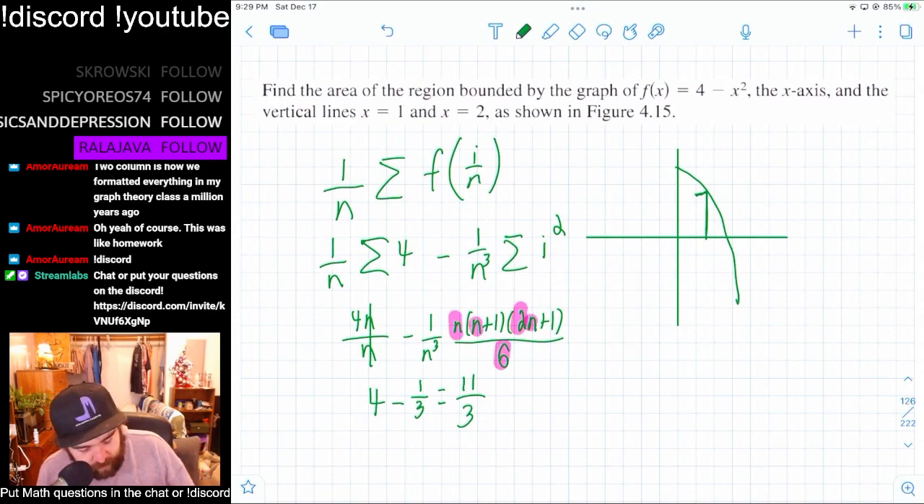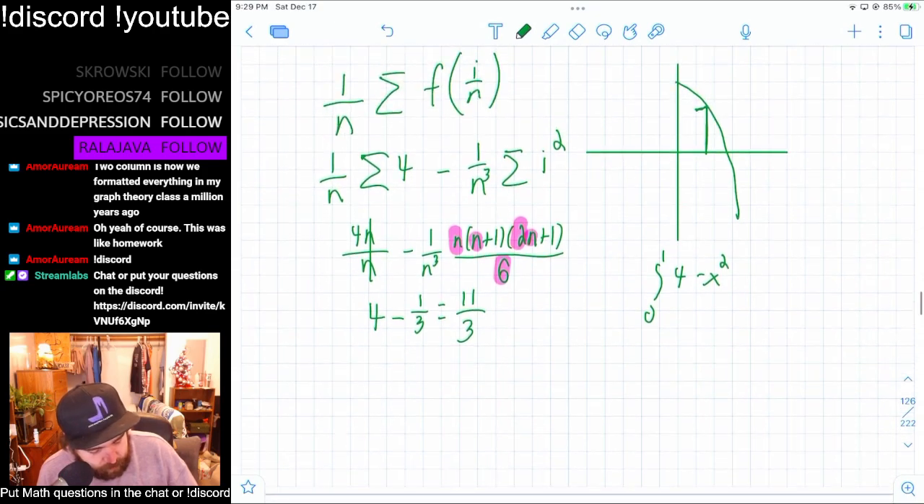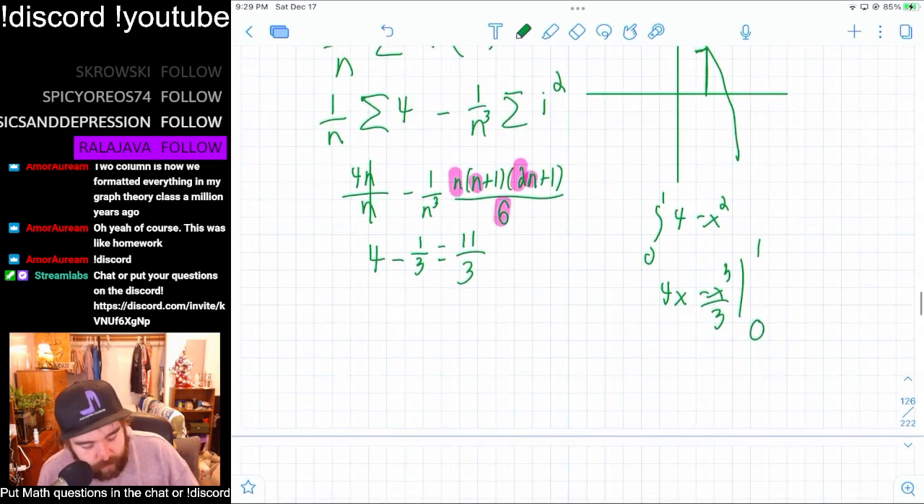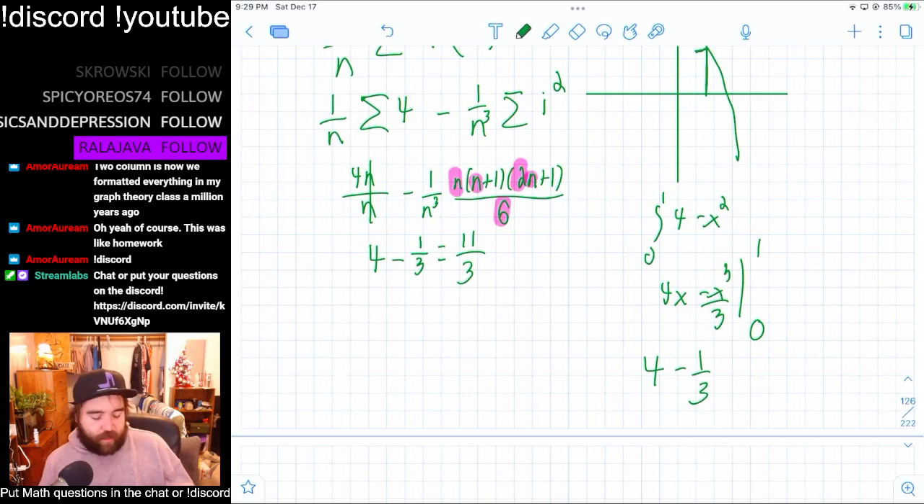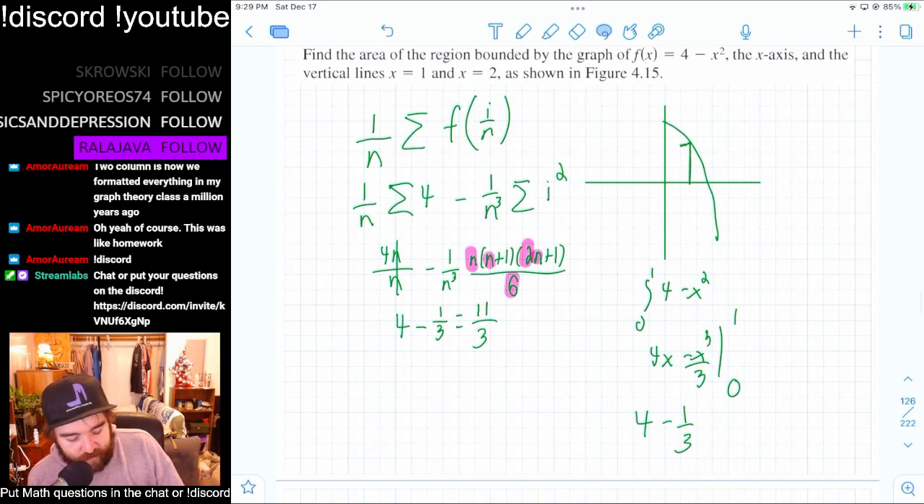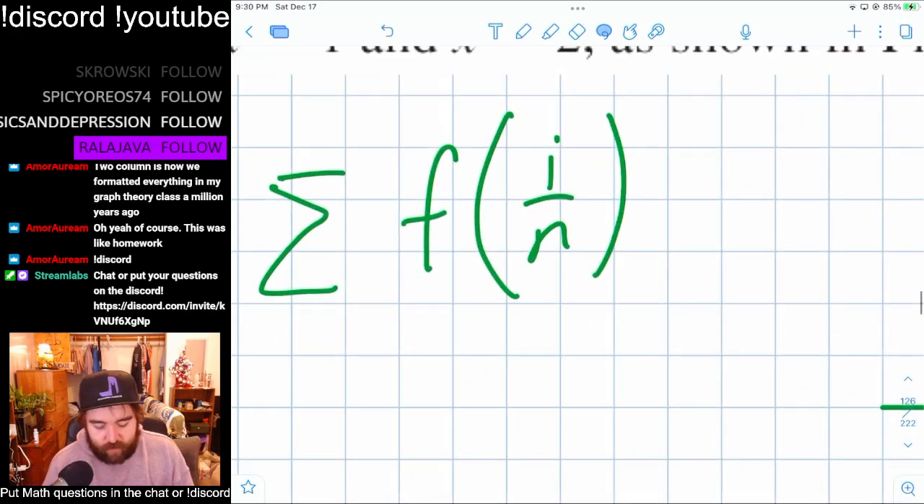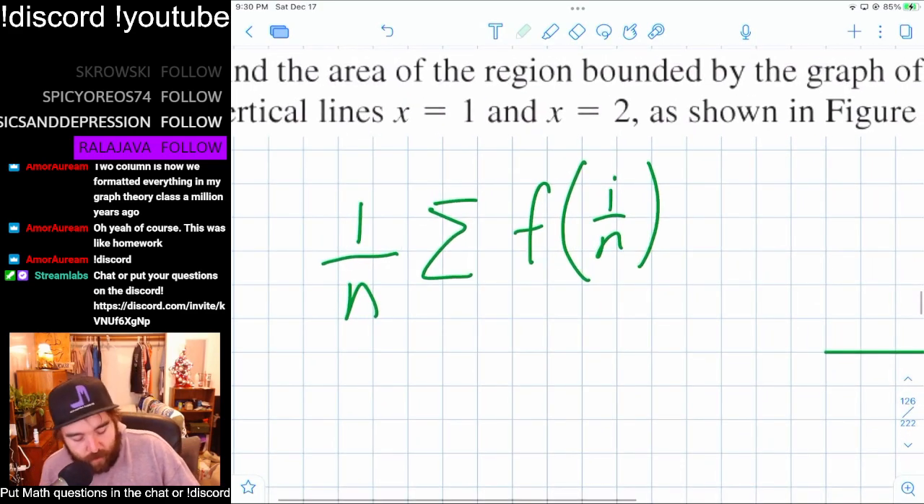I could confirm that real quick, if I do this, 4 minus x squared, so you antiderivative, 4x minus x cubed over 3 from 1 to 0. And yeah, see right there is your 4 minus 1/3, and then minus 0 minus 0. So yeah, we just did from 0 to 1, which is not what we wanted to do. So the difference is that instead of starting just 1 width over, it's 1 plus 1 width over.